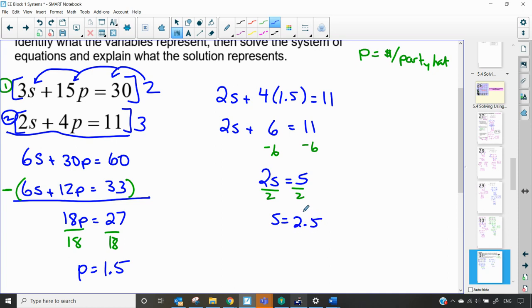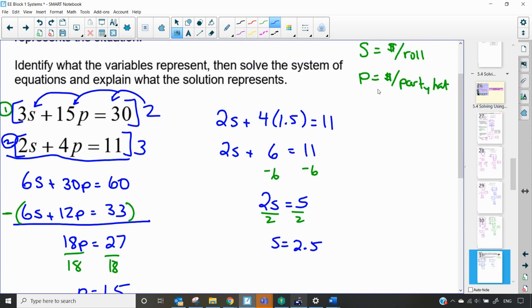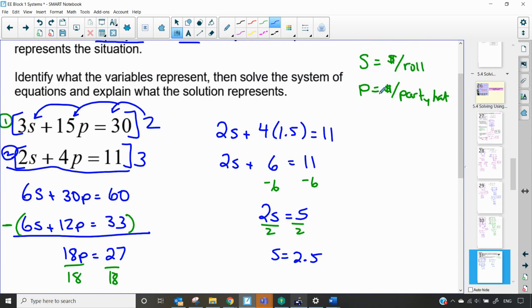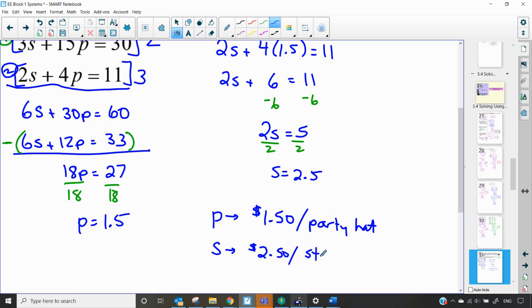So again, those are just numbers, but what's important is to look at what those numbers represent. Well, we've said that S stood for the dollars per roll and the P stood for the dollars per party hat. So our P value is 1.5. So it's going to be $1.50 per party hat. And our S is going to represent $2.50 per streamer roll.